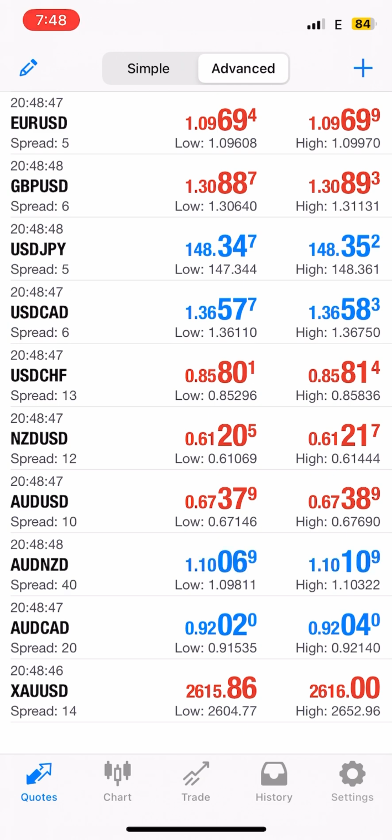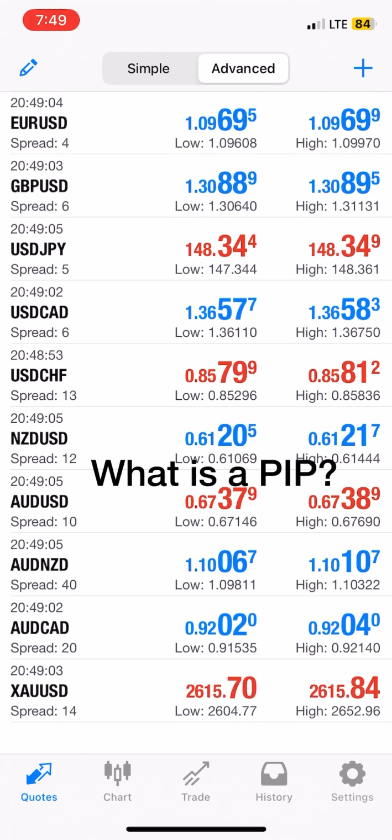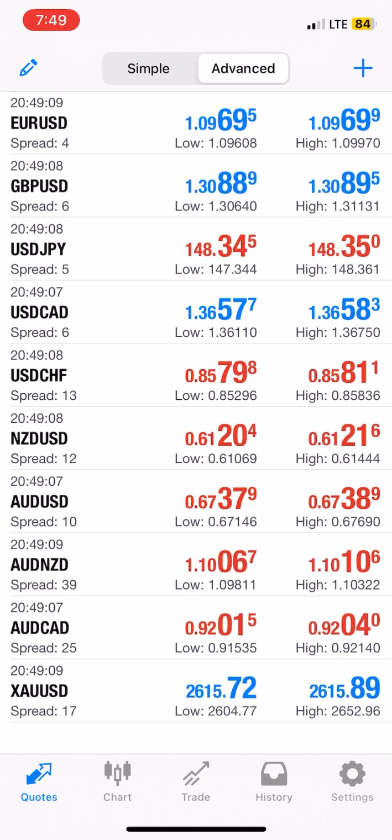Let's remember that these market prices are not stagnant. These prices do experience changes. And how do we measure these changes? Changes in market value or market prices are measured in pips. So what is a pip? A pip can be defined as a unit of measurement that expresses the change in the value between two currencies.